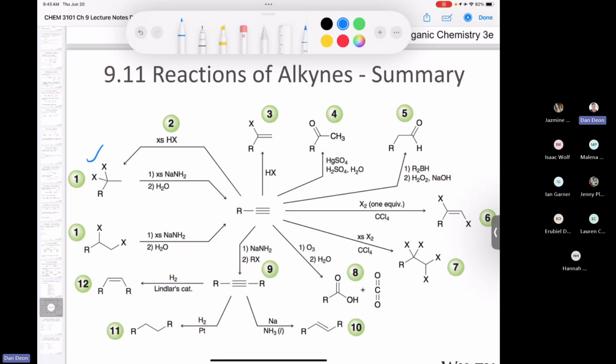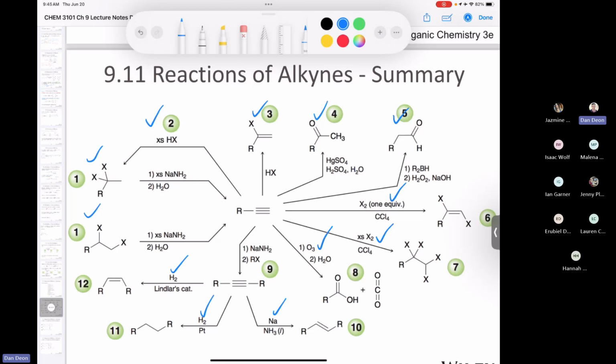We've covered the double elimination of a geminal dihalide. We've covered the double elimination of a vicinal dihalide. We covered Markovnikov addition, right? Hydrohalogenation with excess or with one equivalent of HX. We've covered hydrogenation with Lindlar's catalyst. We've covered hydrogenation with a platinum catalyst to an alkane. We've covered sodium metal reduction. We covered Markovnikov addition of water. We covered anti-Markovnikov addition of water. We covered halogenation, whether it's one equivalent or excess. And we've also covered ozonolysis.